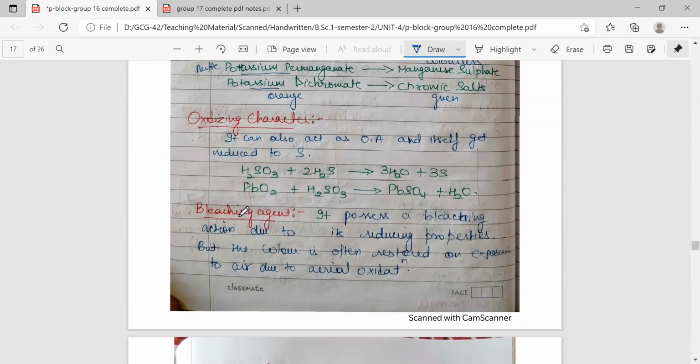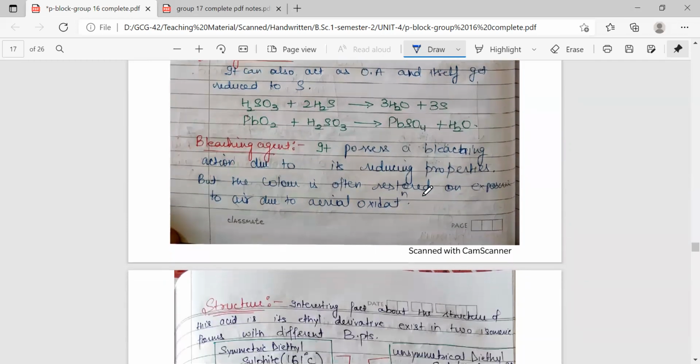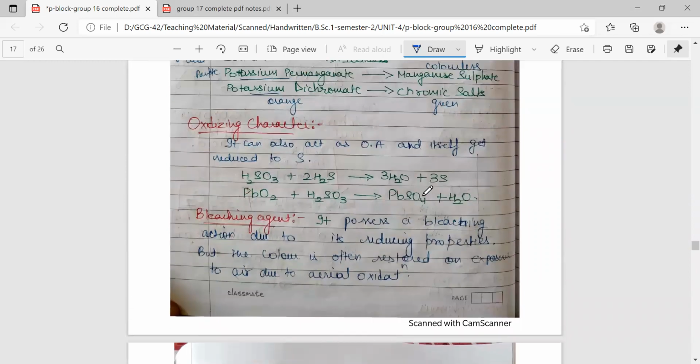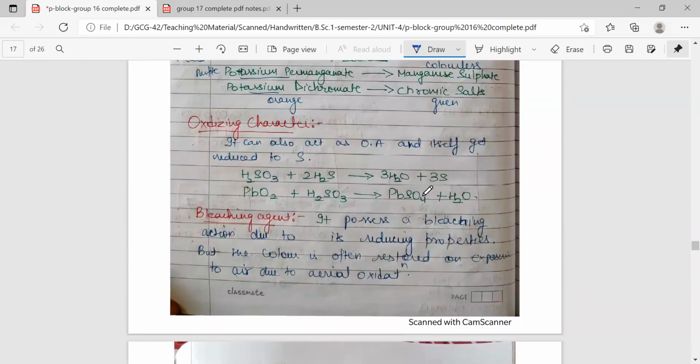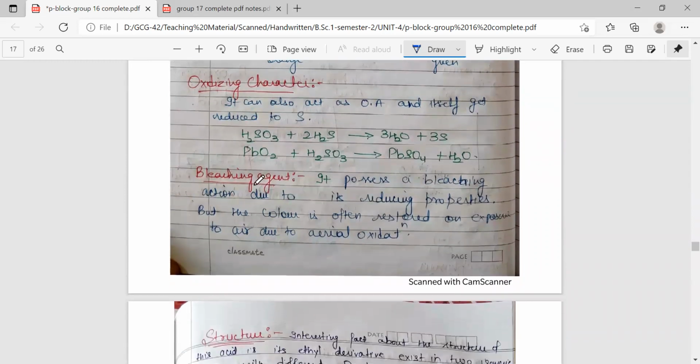Also, it is used as an oxidizing agent, because it itself will get converted to sulfur. So this is its oxidizing action with H2S. It will convert H2S; the sulfide of H2S will get converted to sulfur. The PbO2 is going to get converted to lead sulfate. So this is its oxidizing character here.